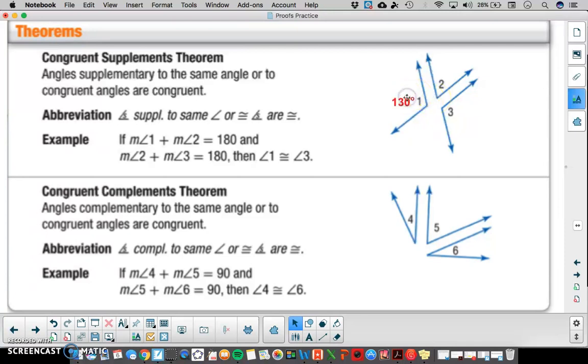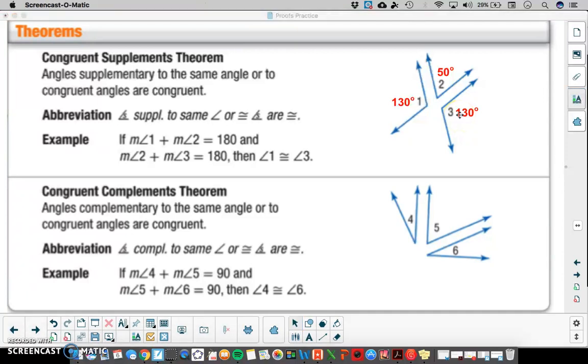So if angle 1 is 130, and it's supplementary to angle 2, that means this angle is 50 degrees. But if angle 2 is supplementary to angle 3, that means they have to add to 180 degrees. Therefore, this one is 130. Notice now 1 and 3 have equal measures. That makes angle 1 and angle 3 congruent.